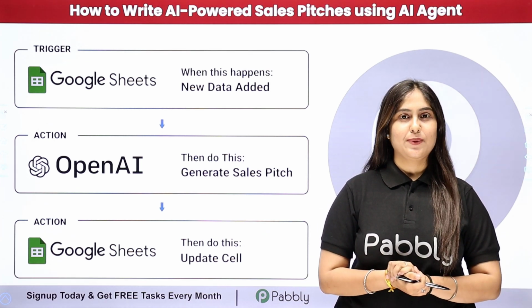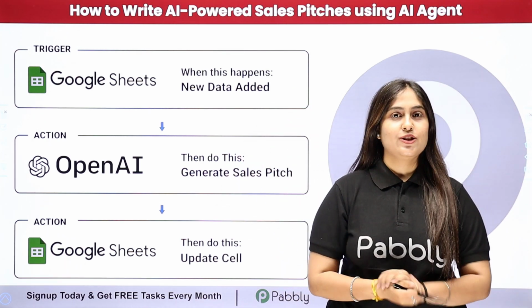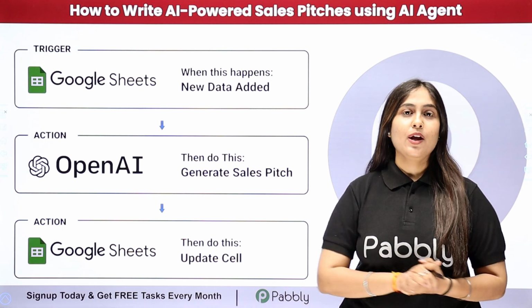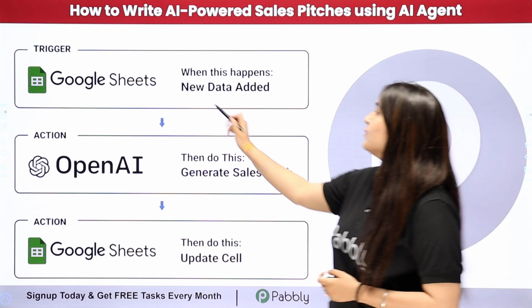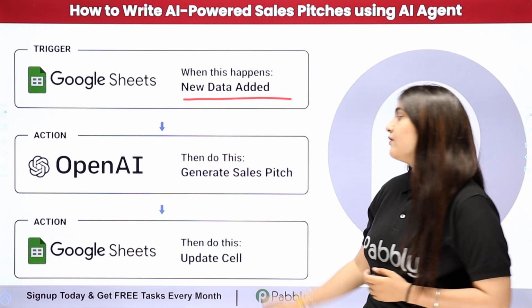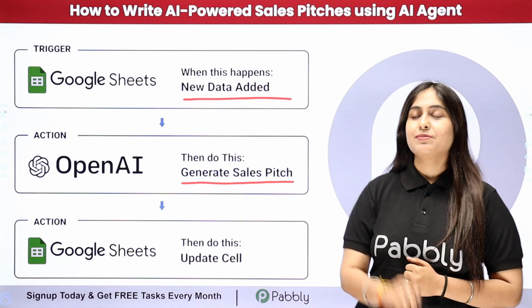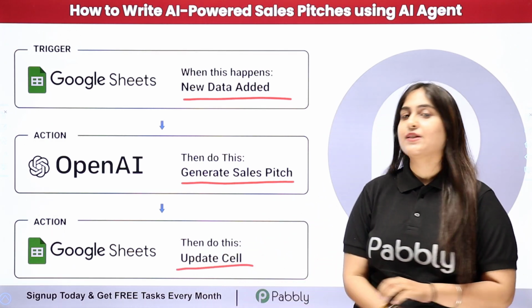In this video, we are going to understand how to write AI-powered sales pitches using an AI agent. As a salesperson, my objective is that whenever I add a new detail in my Google Sheets, then automatically, using the details, OpenAI should generate the sales pitch, and after generating it, that should be updated in my Google Sheets under a specific column.